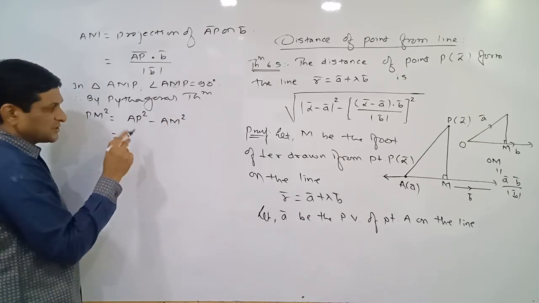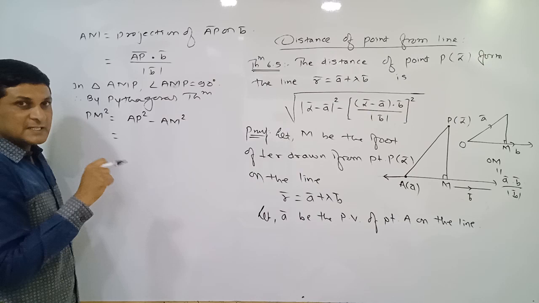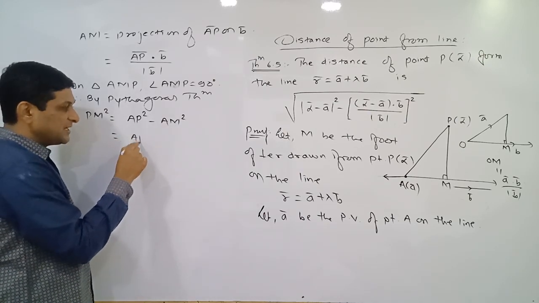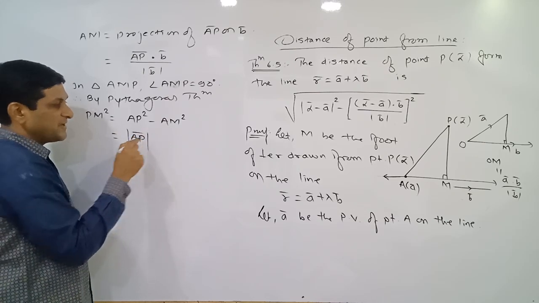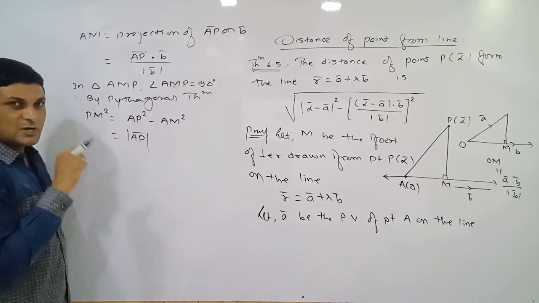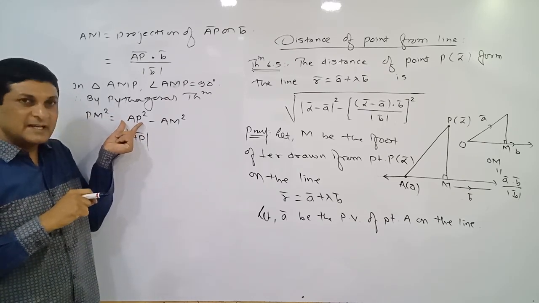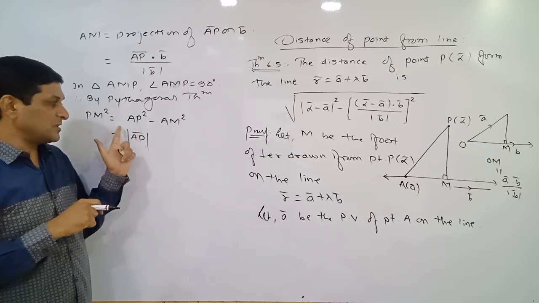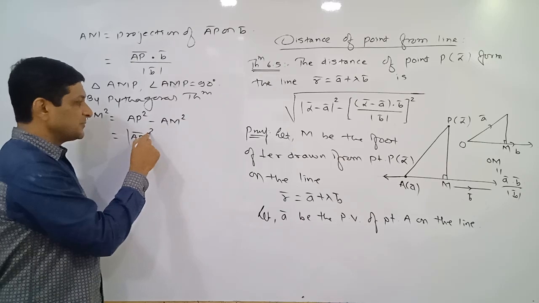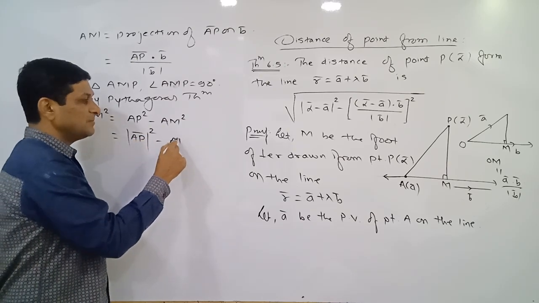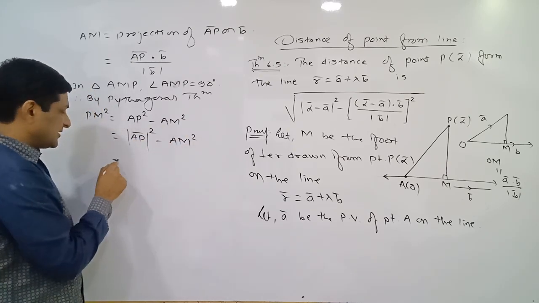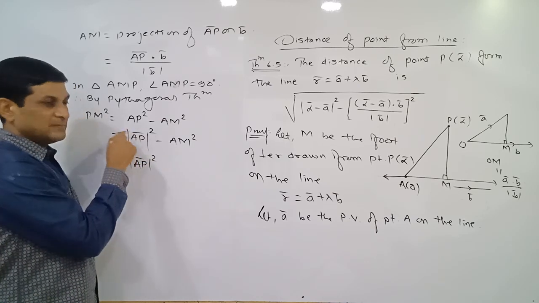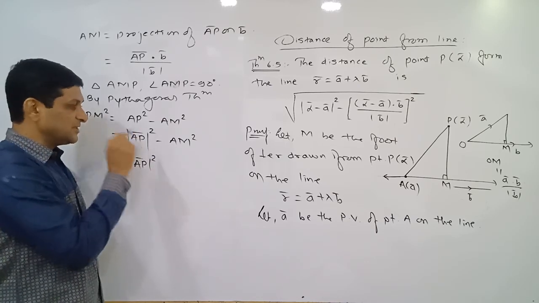So this is equal to AP, which is nothing but the magnitude of which vector? AP bar. So it can be written as magnitude of AP bar. Here bar is not written, which means we have considered only length, and length means magnitude, which can also be denoted by this notation. Keep the square as it is, minus AM square also as it is.